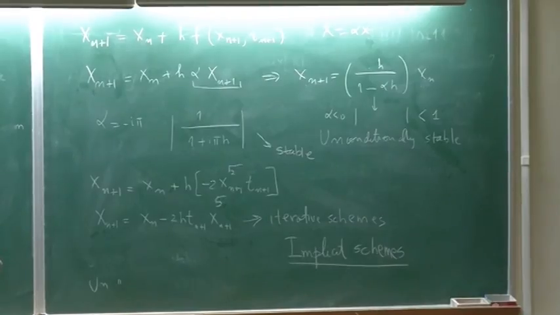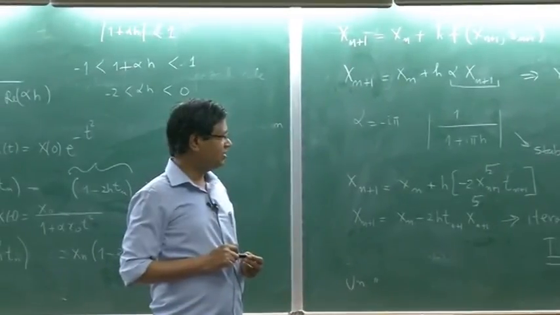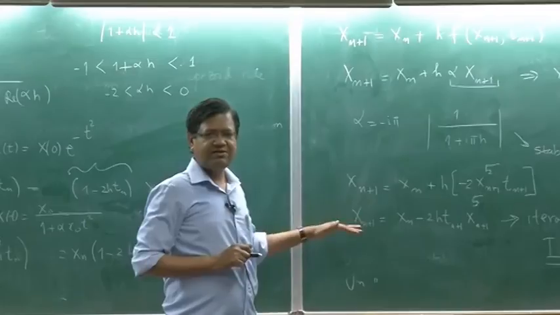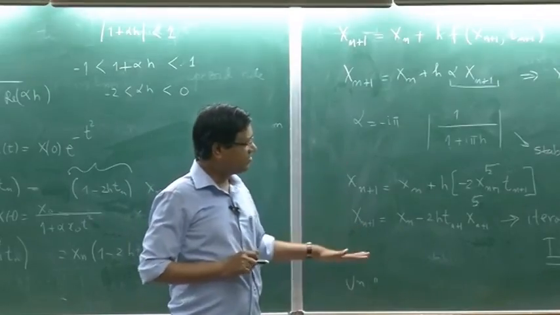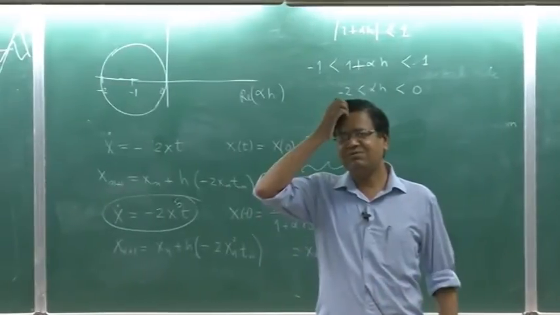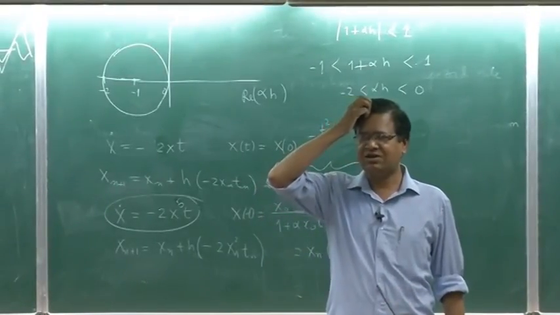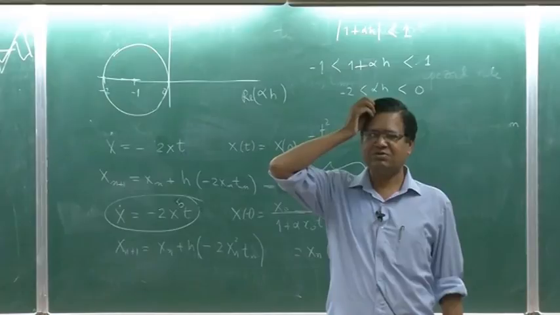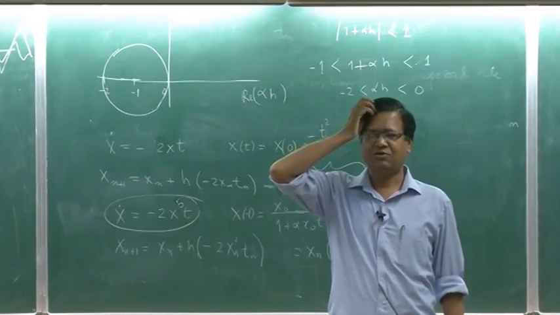So I think I will stop at this point, and then I'll illustrate first by simple codes, and then we'll do higher order schemes like Runge-Kutta and the trapezoid rule, so we'll do all that. Okay, so I'll stop.